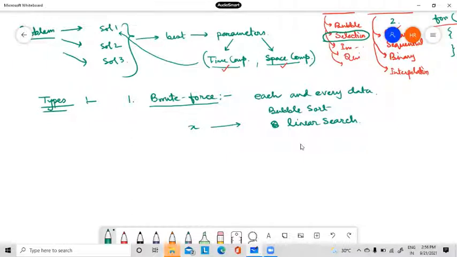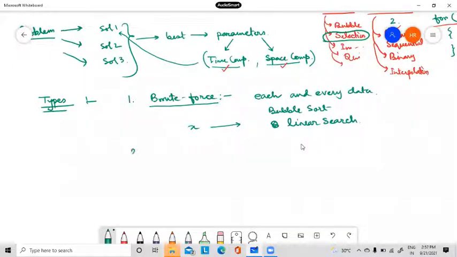The meaning of brute force is where I am using the normal idea. Normal idea means how to check whether a given number is there or not. I will compare or search each and every element. If my element is matched, then I will say yes, it is present. If not matched, I will say it is not present. So this is called the normal brute force algorithm.